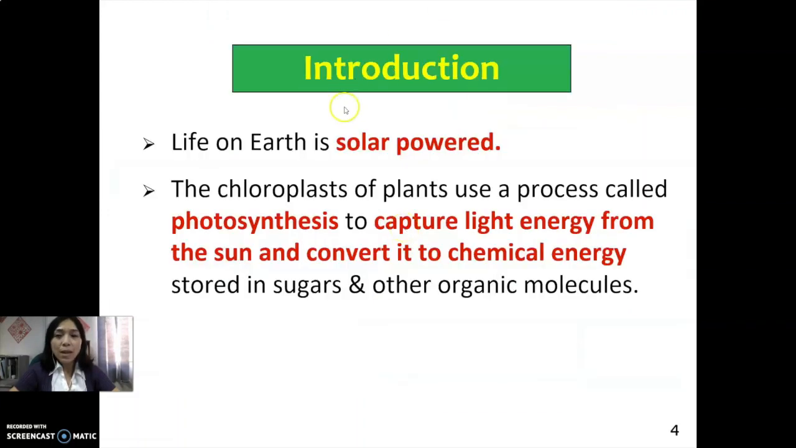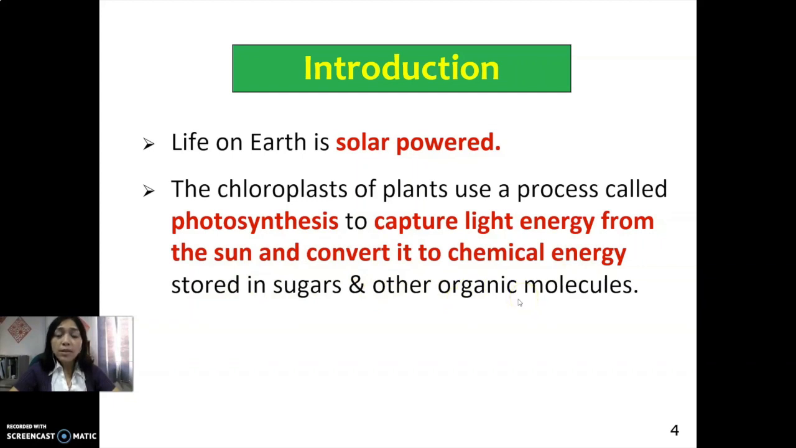So as an introduction, life on Earth is solar powered, which means it uses sunlight as the ultimate source of energy. The chloroplasts of the plants use a process called photosynthesis to capture the light energy from the sun and convert it to chemical energy stored in sugars and other organic molecules.